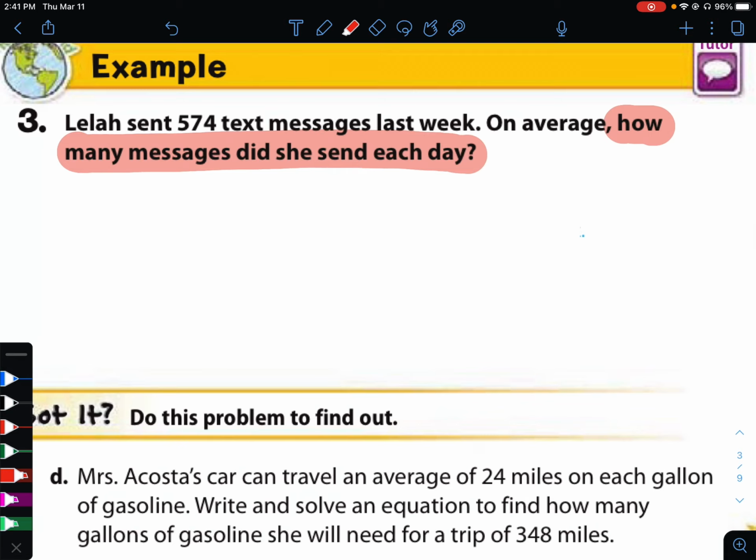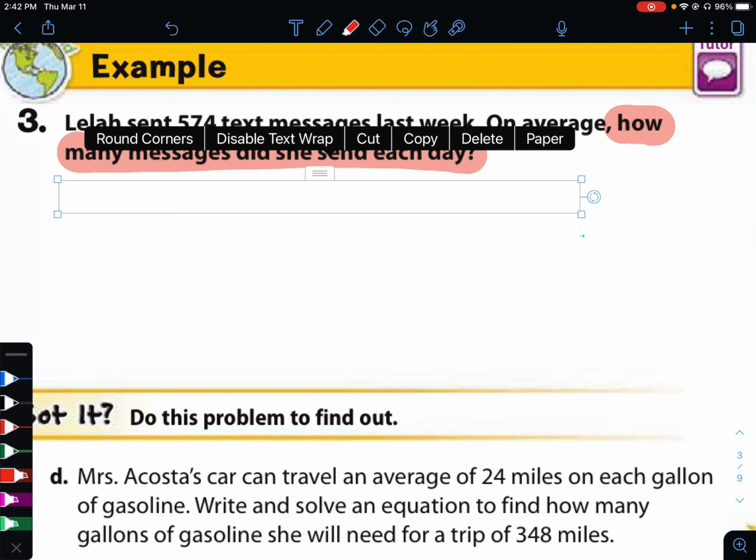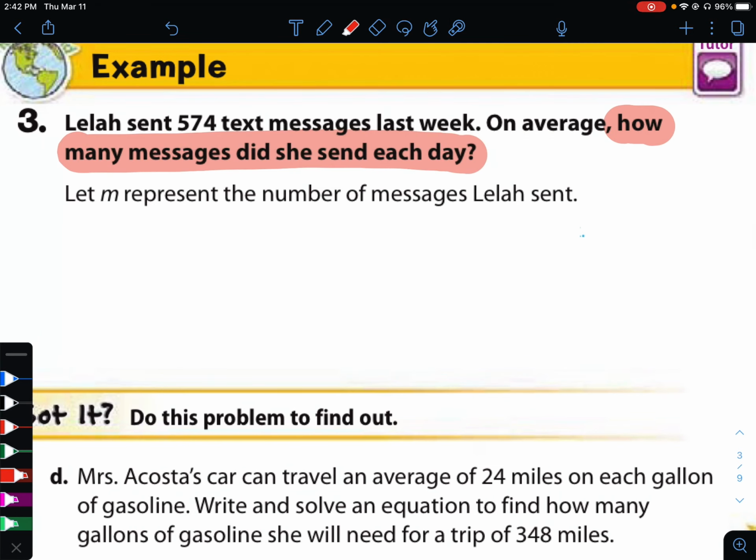So we know that in a week, there are 7 days in a week. So we will use that information. But first, let's see what we don't know. How many messages did she send each day? Okay, so we want to represent that unknown with a variable, and we let m represent the number of messages Leela sent. Remember, that's what we want to find out, and that's our variable.